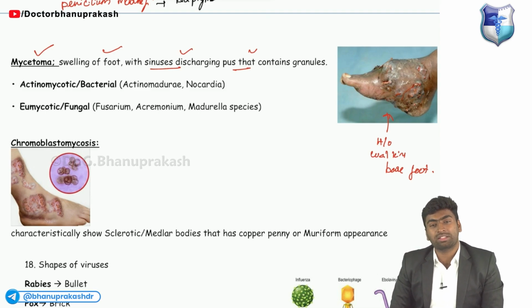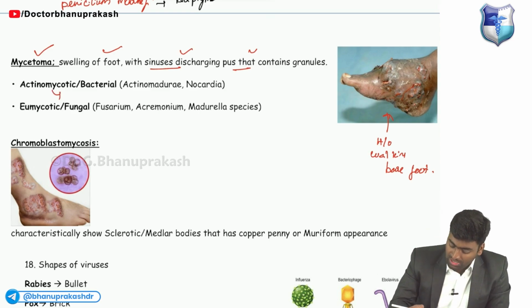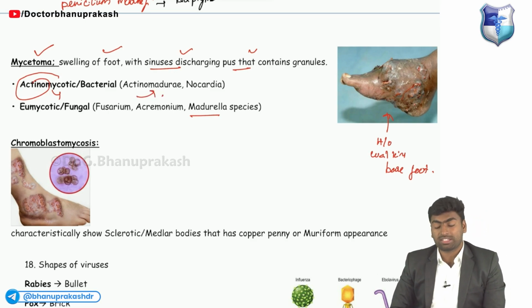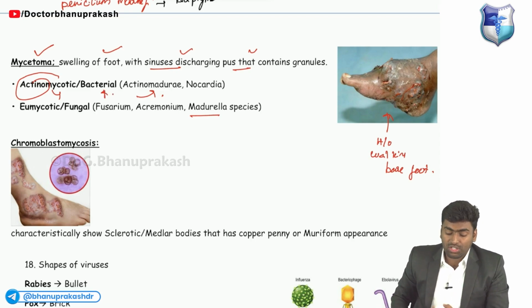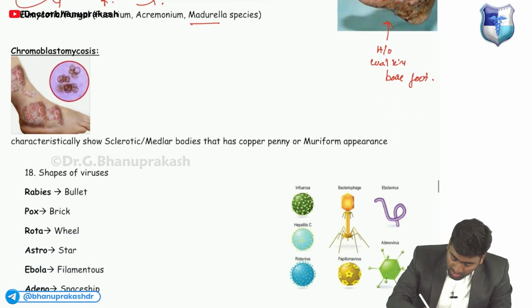So it will be caused by the fungus Madurella mycetomatis. Whereas actinomycetoma will be caused by Actinomyces species. Remember, okay? It is actinomycetoma, also known as bacterial mycetoma. Whereas true, the eumycetoma, will be caused by fungus. Right? Next one is chromoblastomycosis.